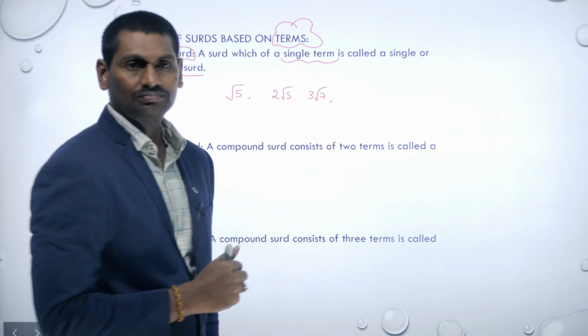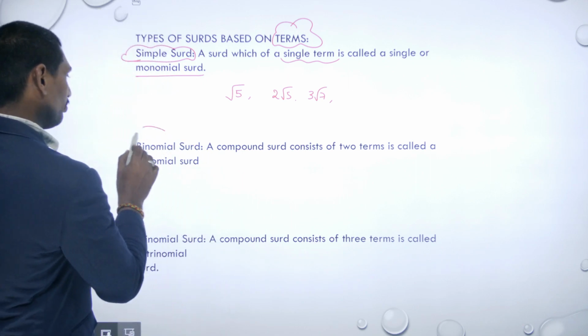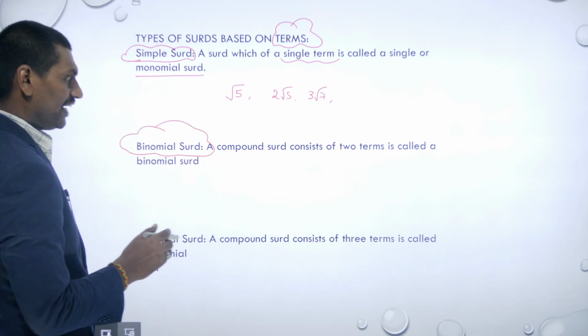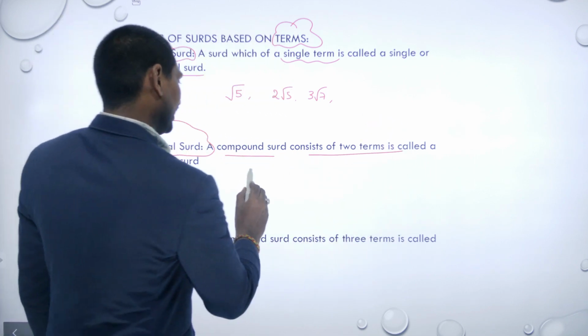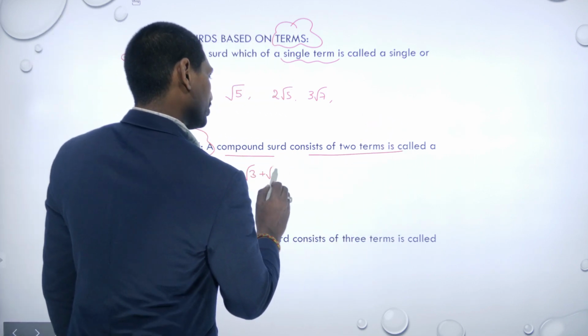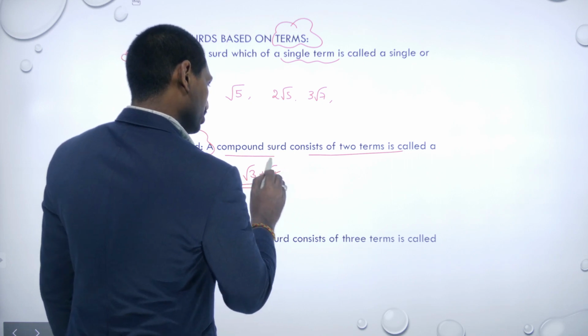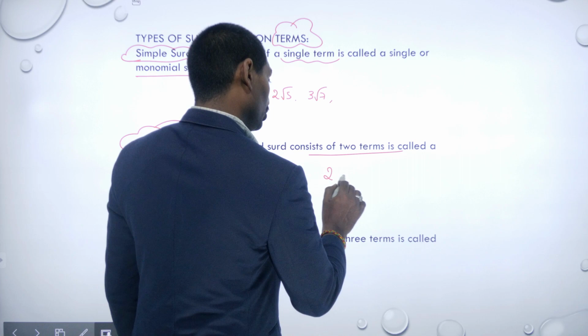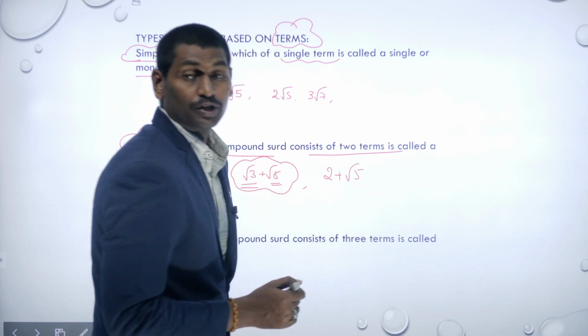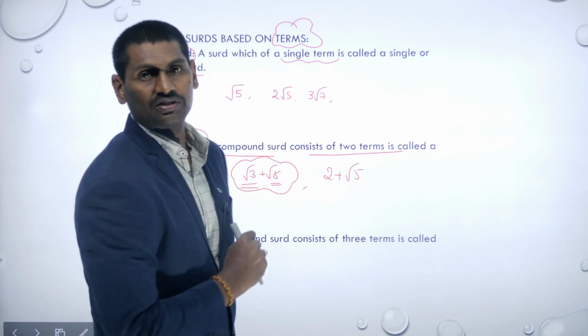Single term. Okay. Now coming to binomials. Binomial surd: a compound surd consists of two terms. While you are taking 3 plus root 5, there are two terms, so it is a binomial surd, or we can write 2 plus root 5. It is also a binomial surd which contains two terms.